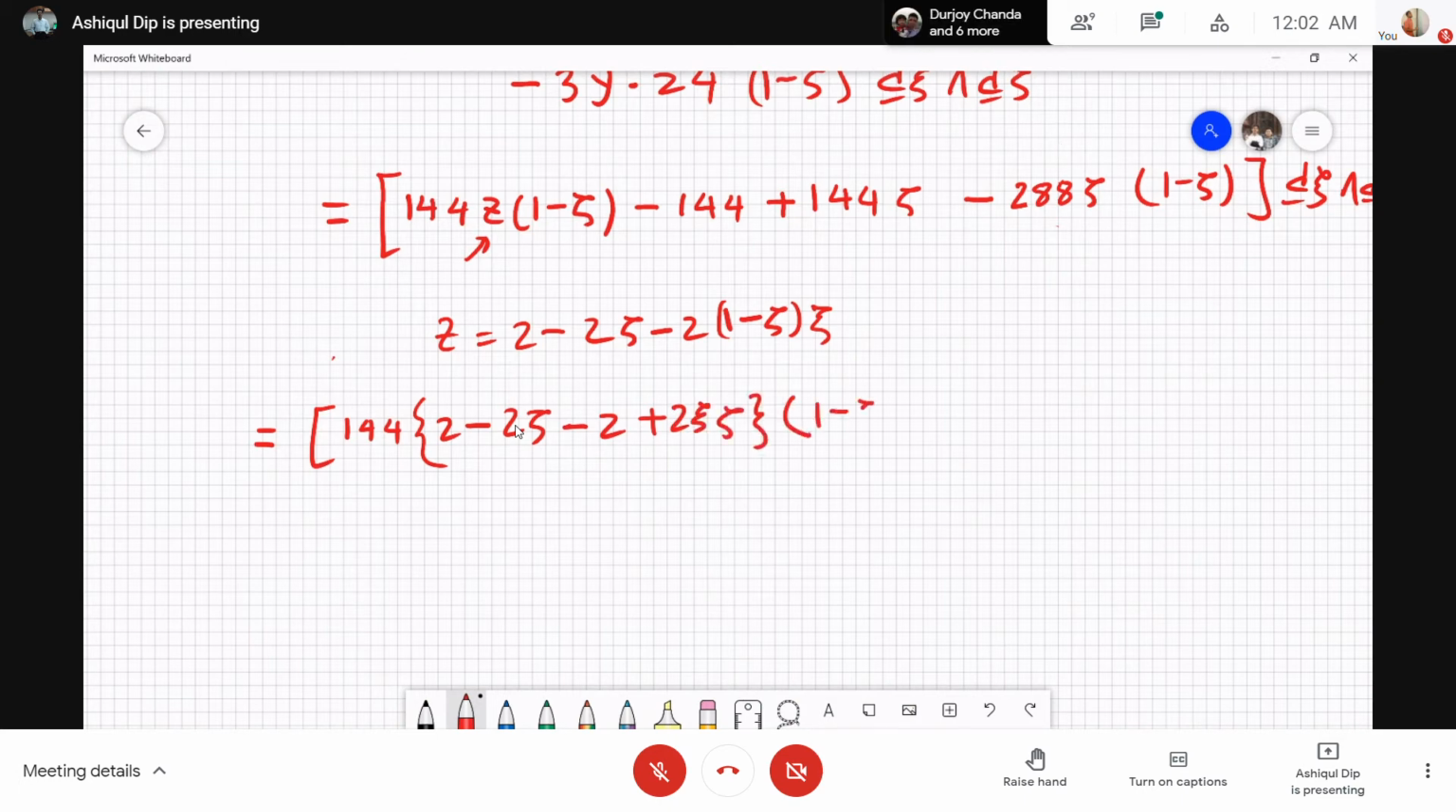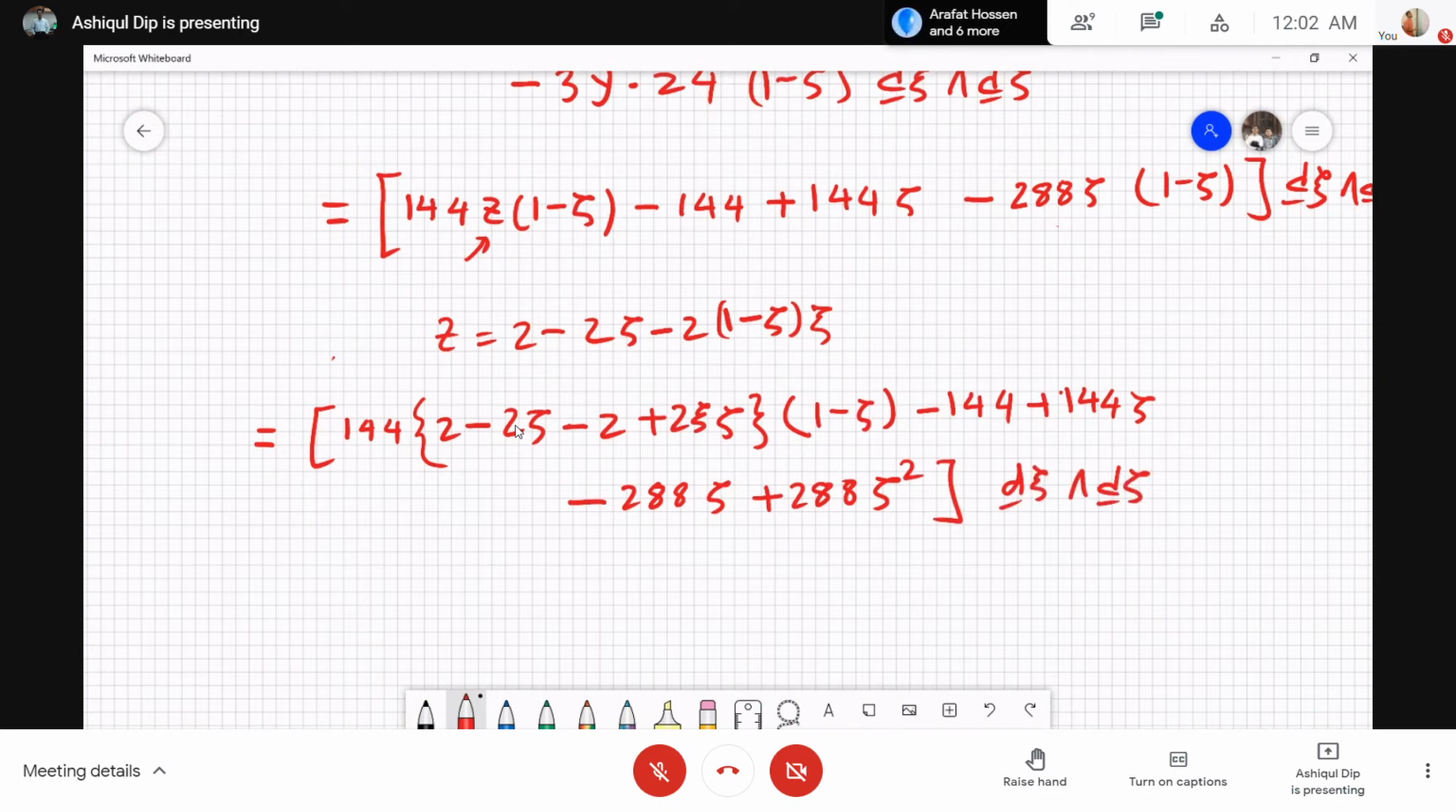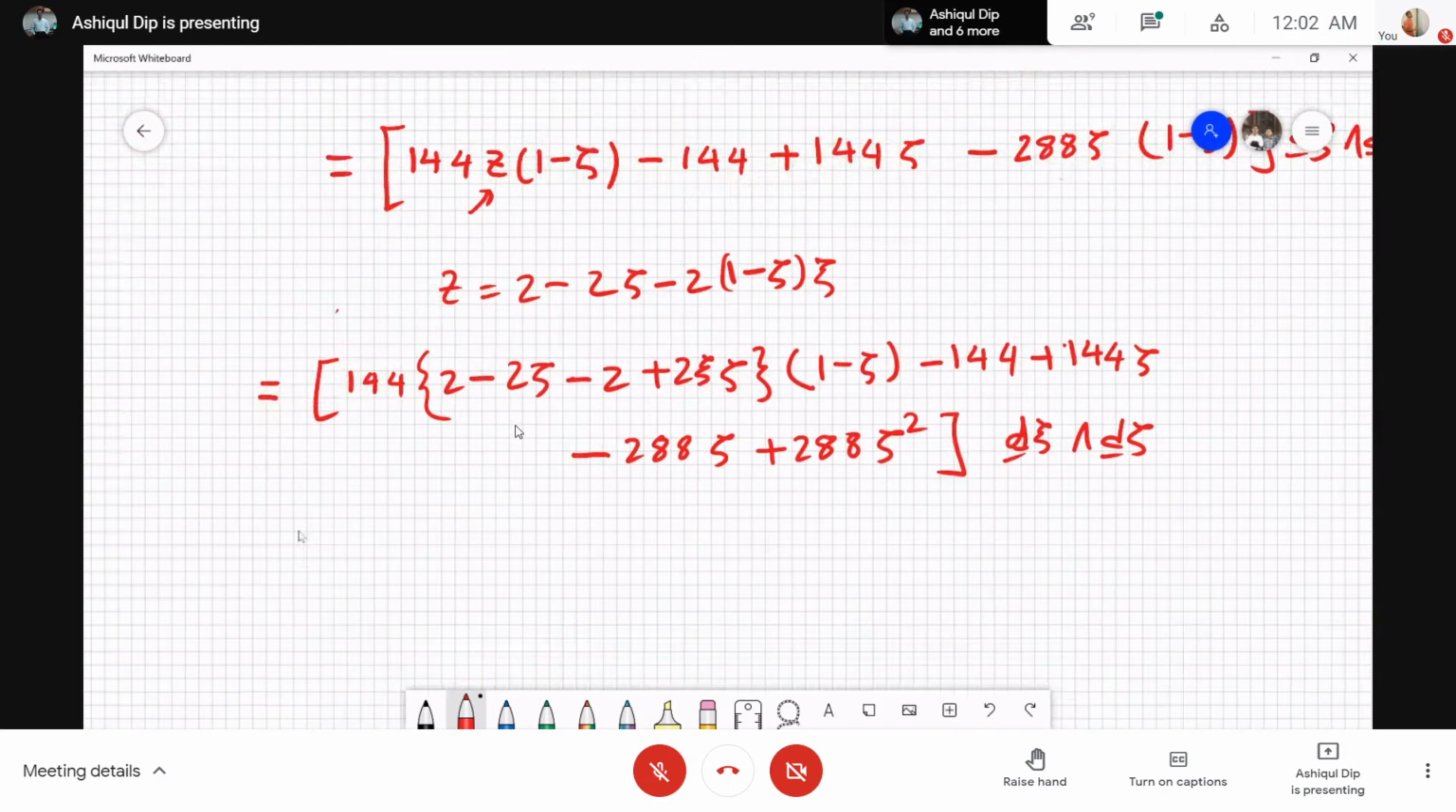Then again (1 minus zeta). It's a long algebra, that's the problem. Minus 144 plus 144 zeta minus 288 zeta plus 288 zeta squared. Then we have d xi with d zeta, like that. Now if you multiply the first one, it becomes 288, minus 288 zeta. Then actually there are two terms, they cancel out, right?